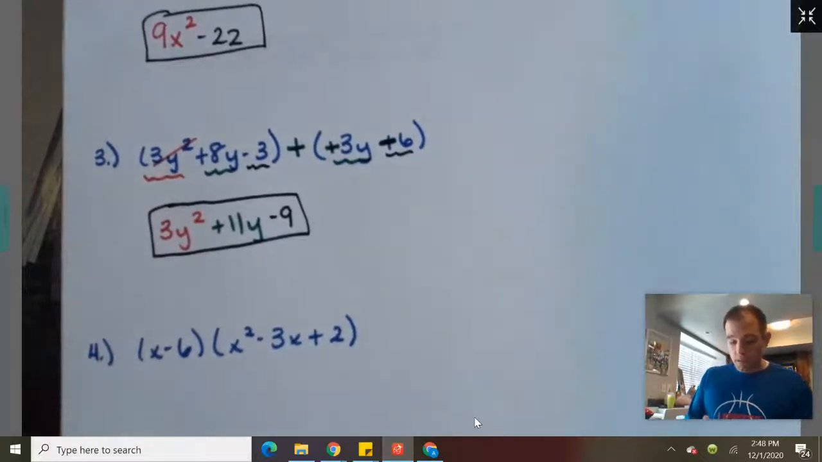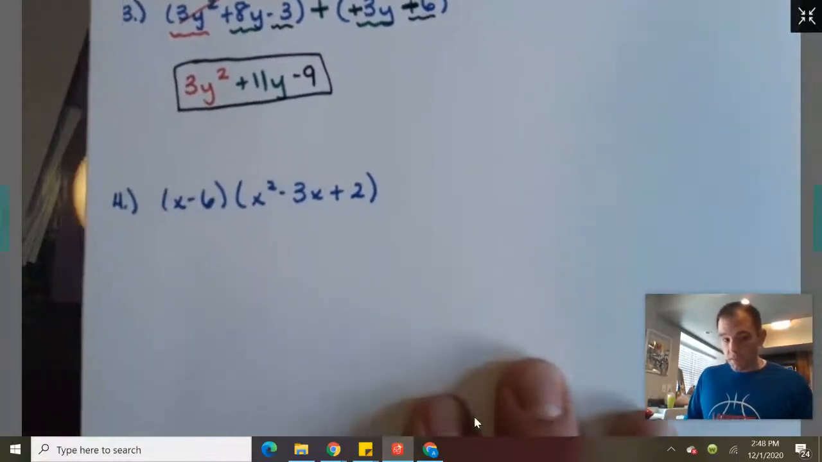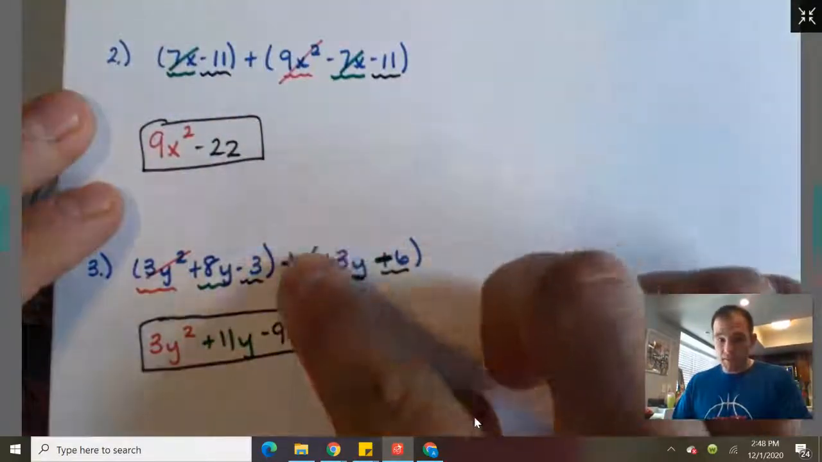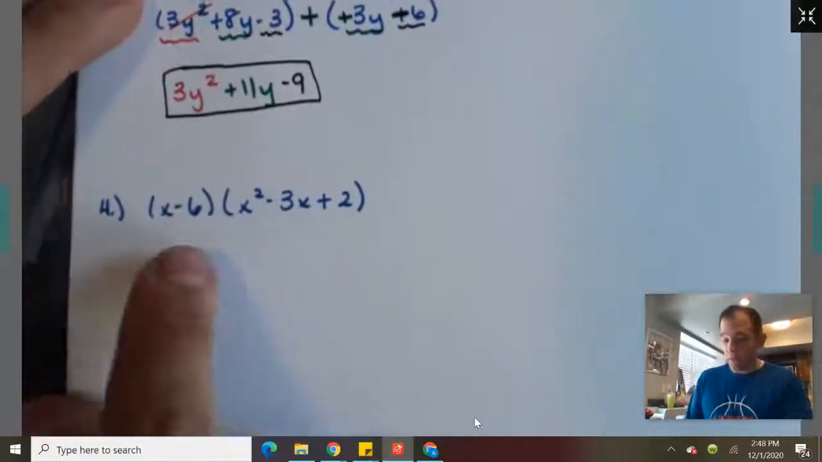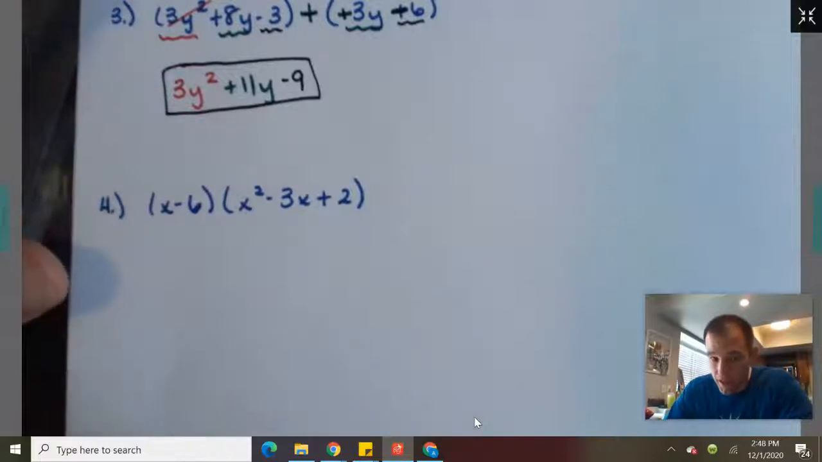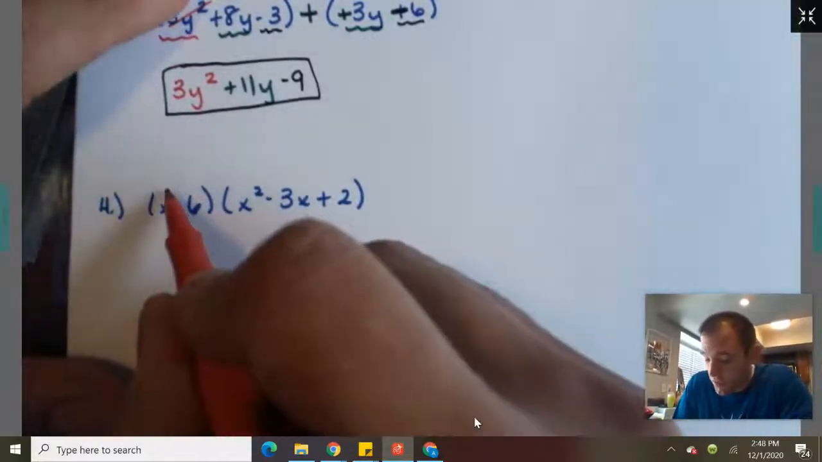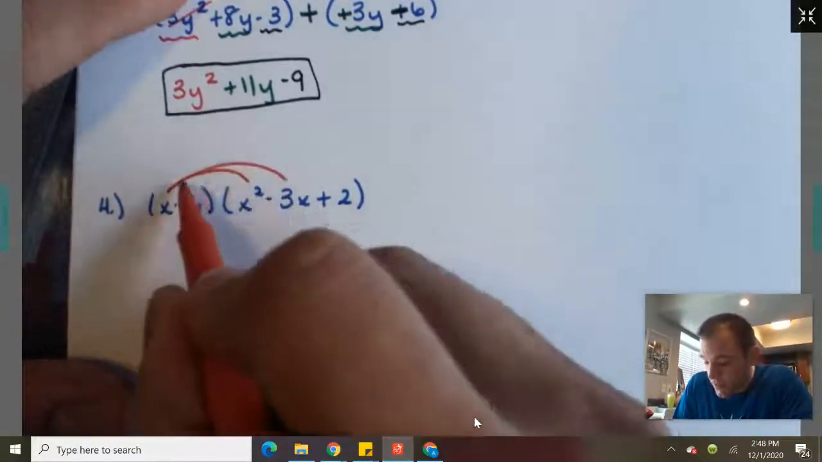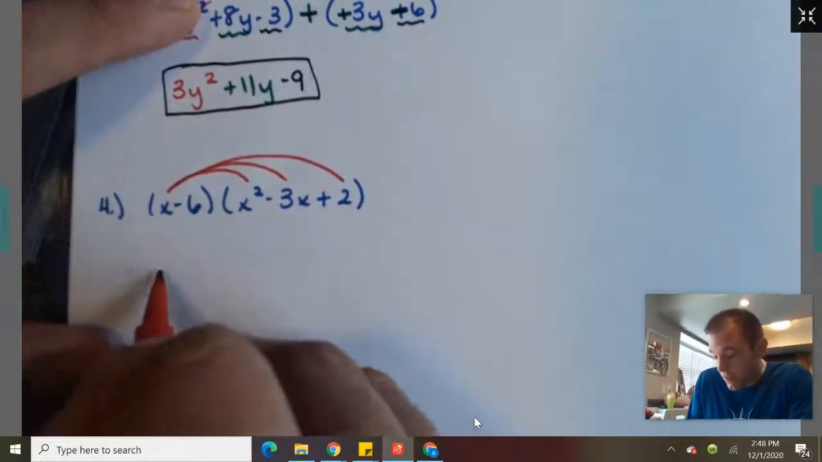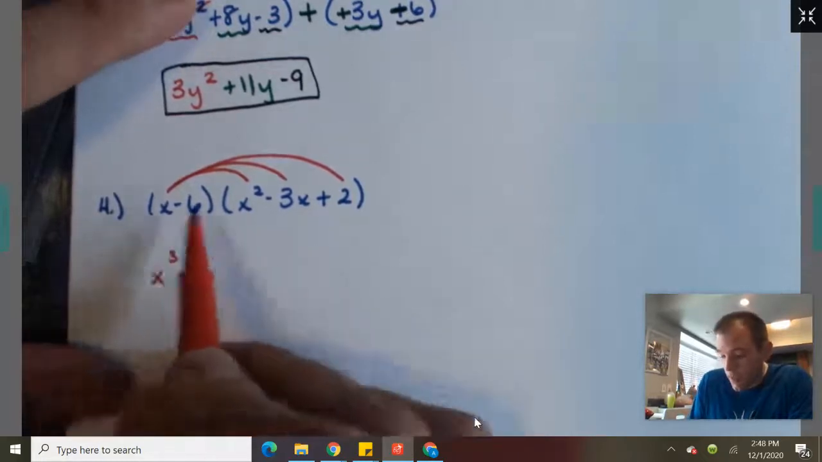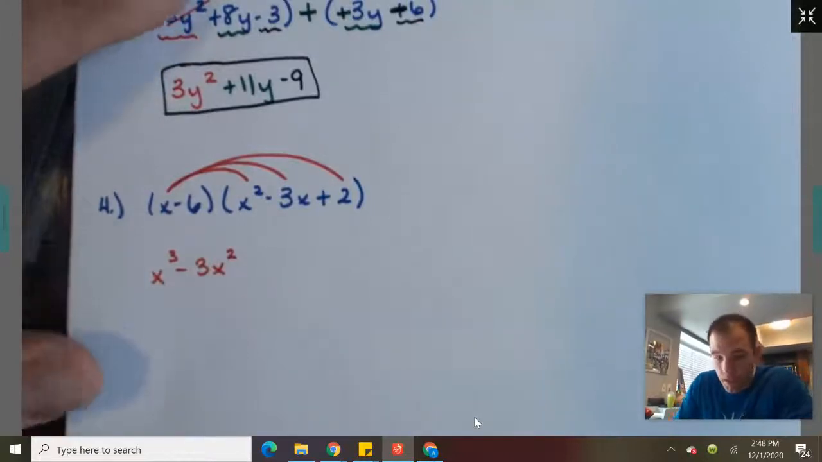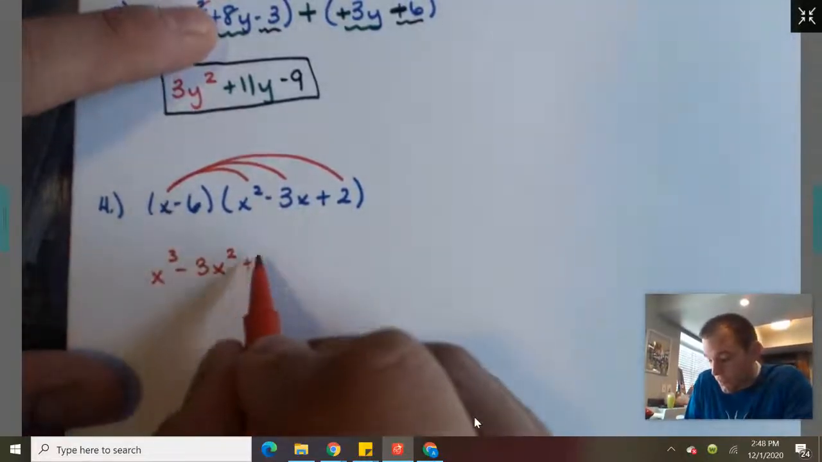Number 4 is a problem that looks like this. So these problems had a plus and a minus in between them. Notice number 4 doesn't have anything between the parentheses. That means we have to multiply. So we're going to distribute. So we're going to distribute x times all of them first. So x times x squared is x to the 3rd. X times 3x is negative 3x squared. Then x times 2 is 2x.